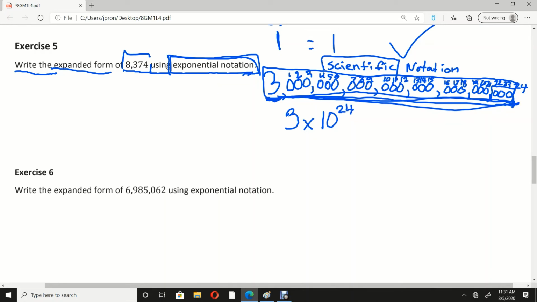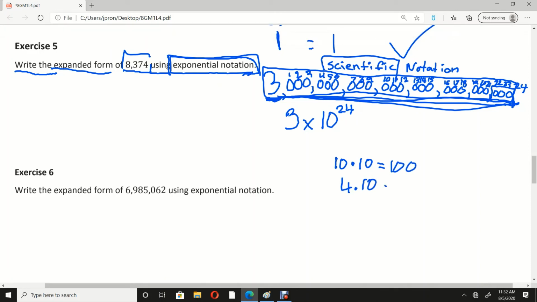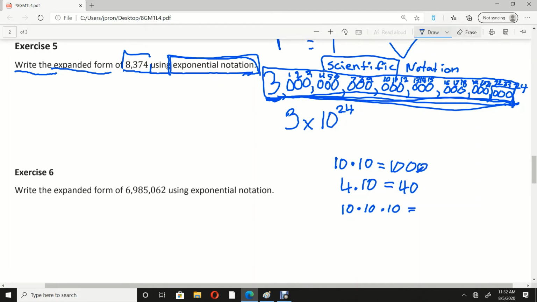Now, for those of you who know what happens when you multiply something by 10, what happens when you multiply like 10 by 10? You're just throwing that 0 behind there, right? 4 times 10, you're just throwing that 0 behind the 4, right? So what if we continue this? What if we had 10 times 10 times 10? Well, you're just adding another 0 behind 100. So you're going to have 3 zeros. So 1,000 equals 10 times 10 times 10, or 10 to the third.